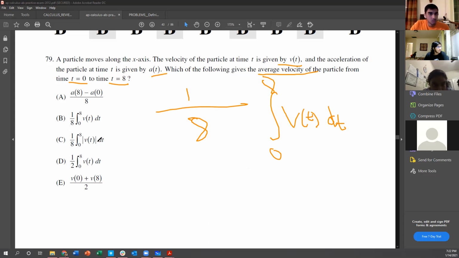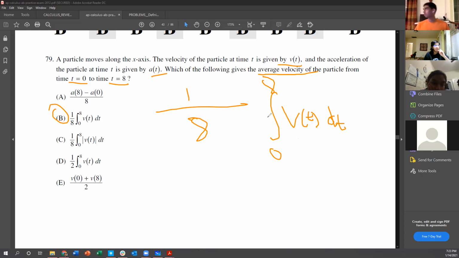So it would actually just be b. Wait, why is it the integral of v of t? Well, that's just how the function works. To be honest, I don't think I would be able to prove the mean value theorem on the spot right now. No, I mean, maybe I'm just being dumb. No, that's okay. Why isn't it the integral of a of t?